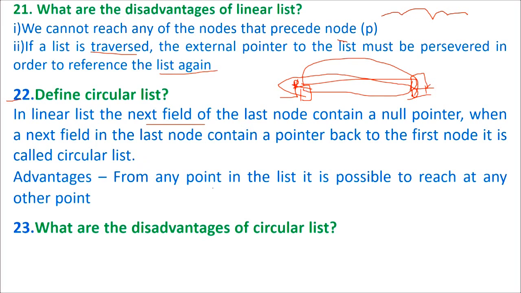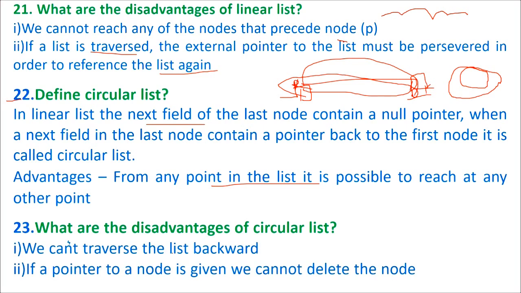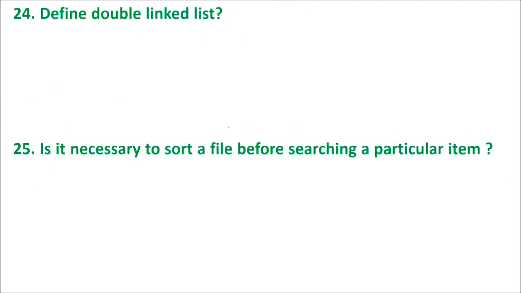Advantages are, from any point in the list, it is possible to reach any other point, because this is circular. And you know, in a circle, even if you go round, you will reach the same position. 23rd is, what are the disadvantages of circular list? Now, what will be the disadvantage? We can't traverse the list backward. We have to go all along. And if a pointer to a node is given, we cannot delete the node. How can we delete the node? Because this is circular, this breaks the idea of a circular list.